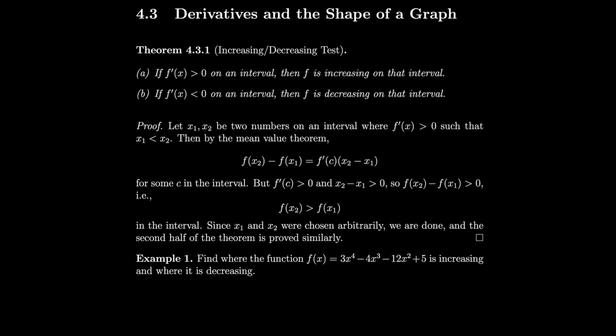And if you want to prove the second half, you just change this assumption and just assume that f prime of x is less than 0 instead, and then you'll get that it's decreasing because you'll have a negative value.